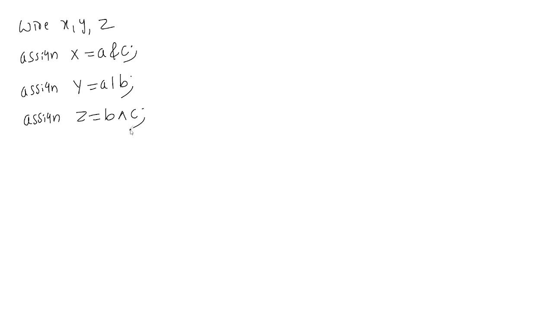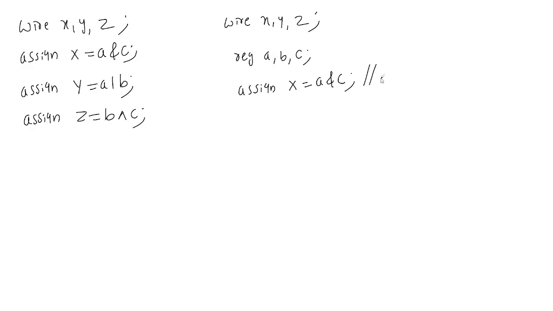Bitwise operators: bitwise AND, bitwise OR, XOR. Suppose you consider wires X, Y, Z, and I am considering regs A, B, C. I am using assign X equal to A and C. Will it work? It will work, no error.